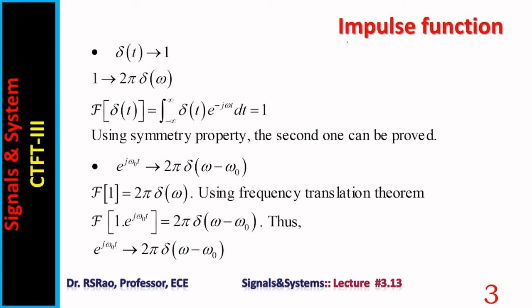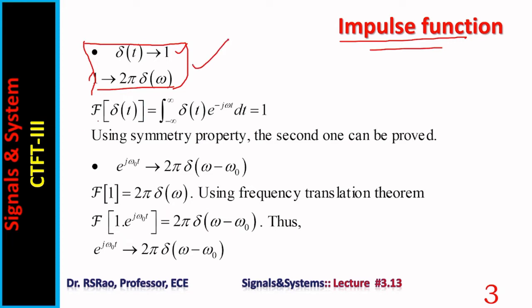To begin with, we consider the impulse function. The Fourier transform of the impulse function is 1, and the Fourier transform of 1 is 2 pi delta of omega. It says the impulse function and 1 form a Fourier transform pair, and 1 and 2 pi multiplied by the impulse function are another transform pair. How have these relations come into being?